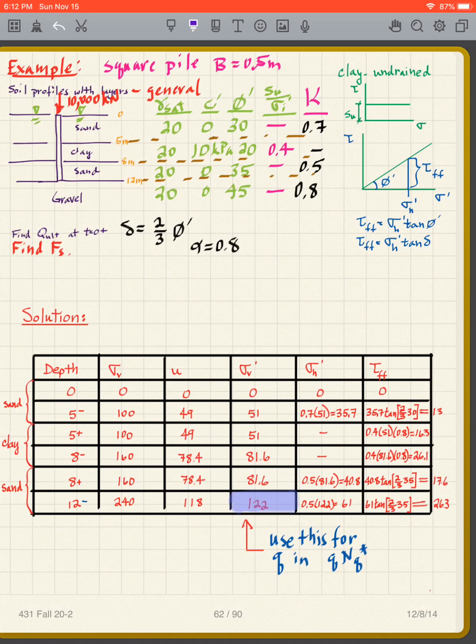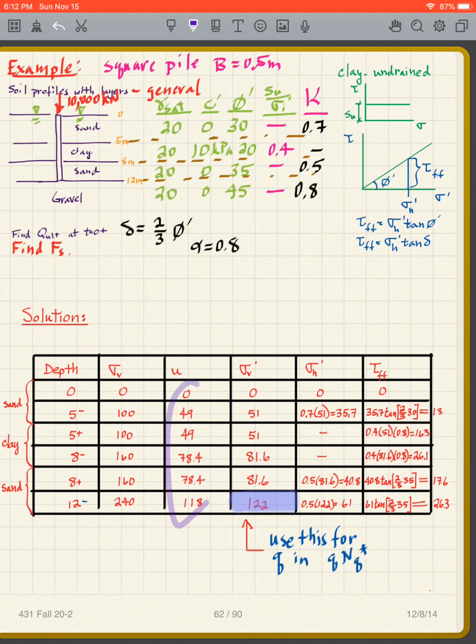So we do our usual sigma V, and notice I kept everything easy. Everything gamma saturated is 20. So we have 100 at 5, we have 160 at 8, and then we have 240 at 12. So very easy to get when all our gammas are 20.